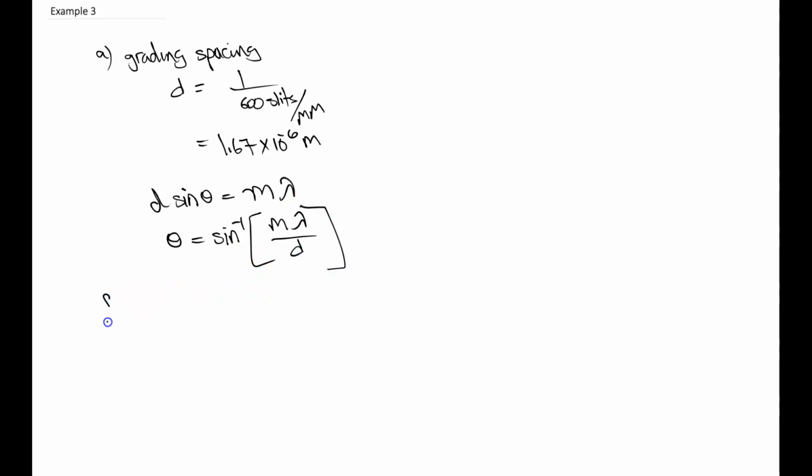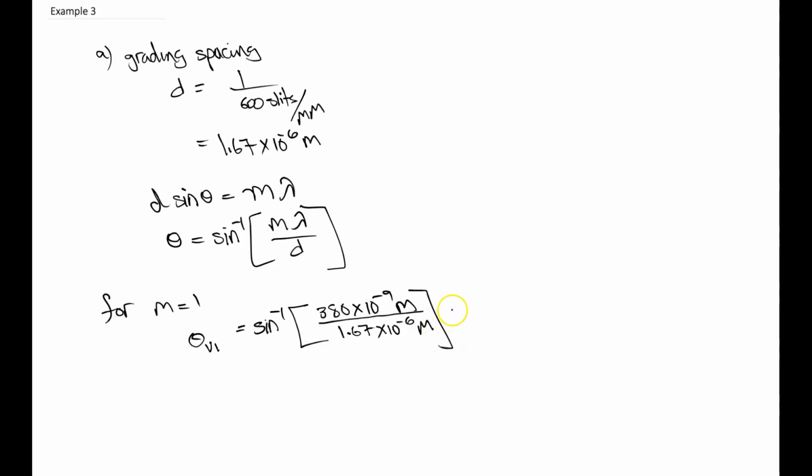And now for m equals 1, we can say that theta V1, or the violet, is going to be the sine inverse of the wavelength for the violet, which is 380 times 10 to the minus 9 meters, over D, which is 1.67 times 10 to the minus 6 meters, and that gives us about 13.2 degrees.